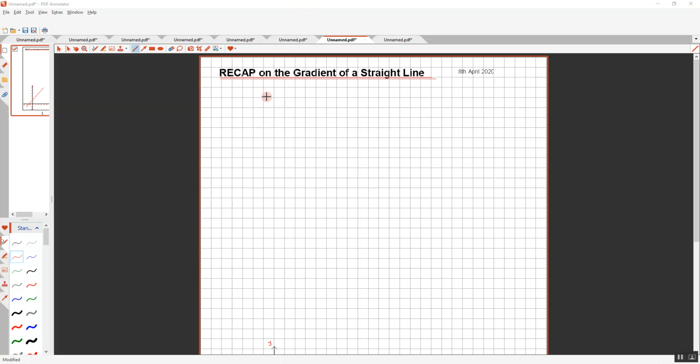So we're going to do a recap on the gradient of a straight line. We did quite a bit on this on the last week of term.